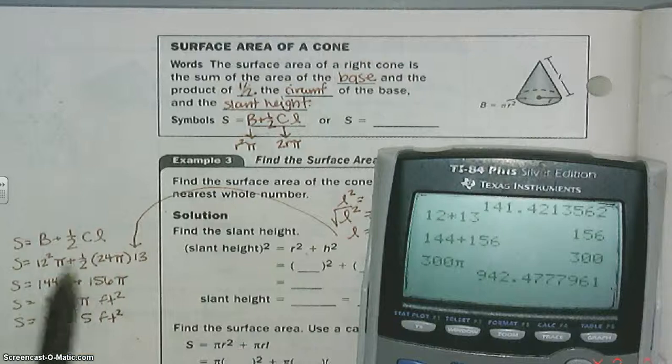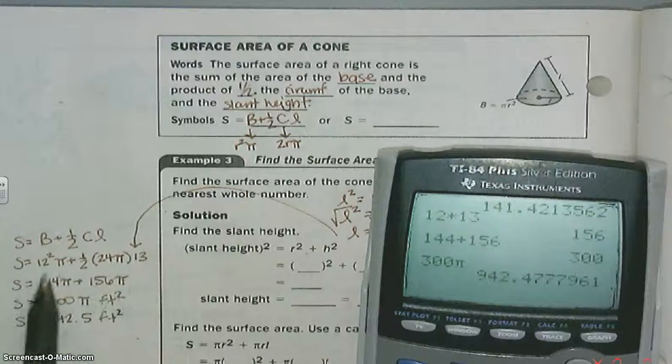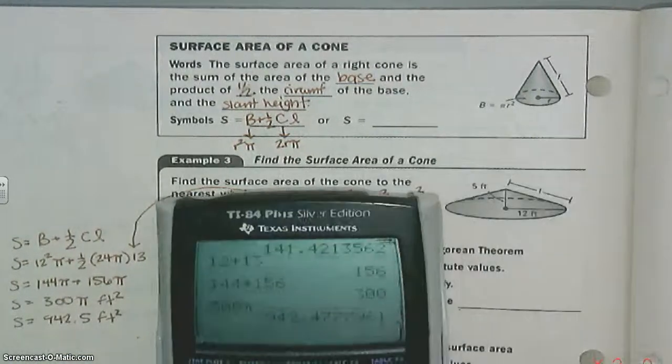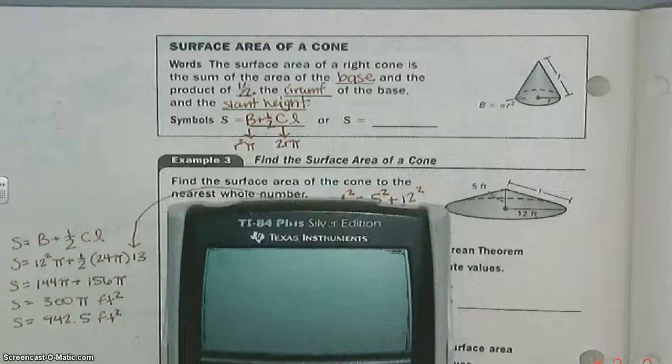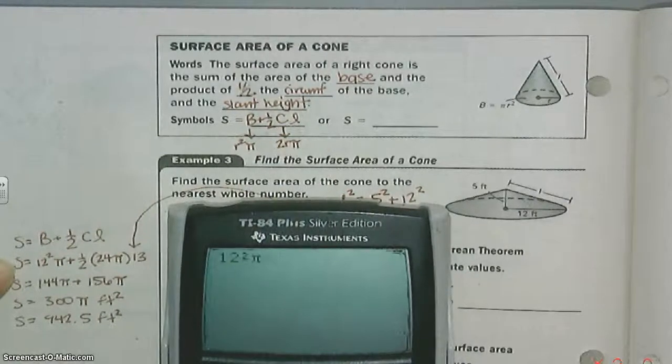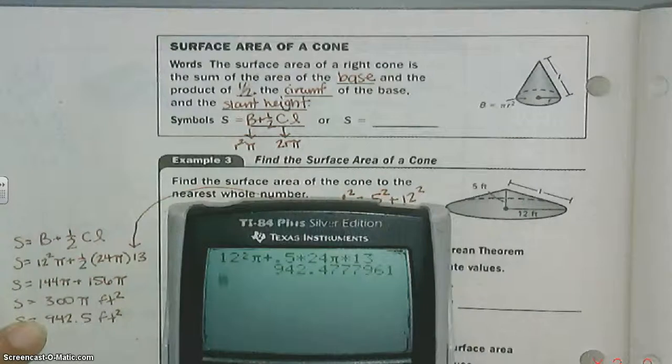Now if you want, you can put this whole step in your calculator. Watch. You don't have to simplify it all. You can put it in, so 12 squared pi plus 0.5 times 24 pi times 13. Look, I'm putting it all in. I get the same answer. So you can go right from this step to this step if you want to.